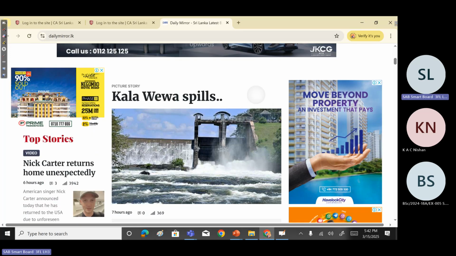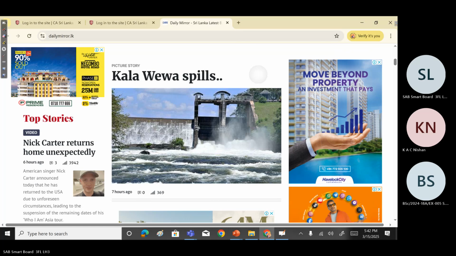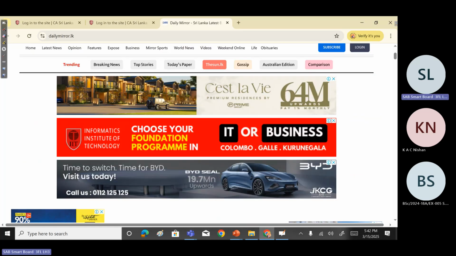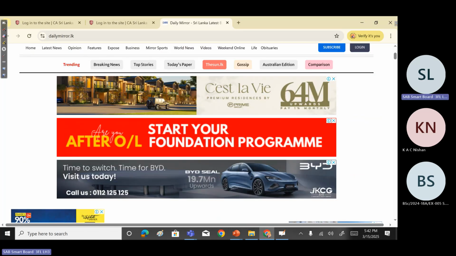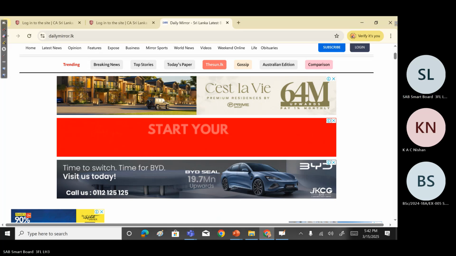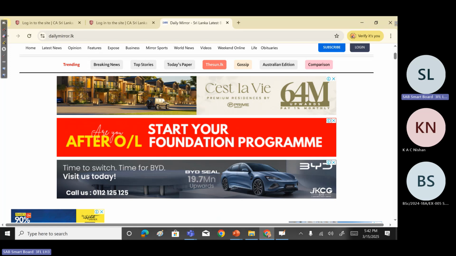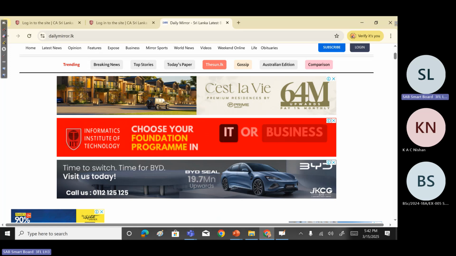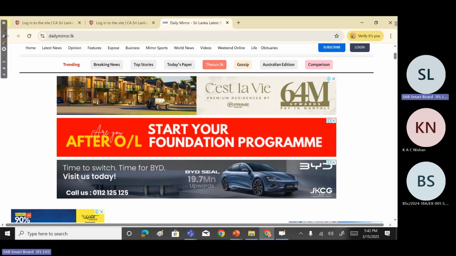And like that, there are other advertisements also. Let's stick with IIT, Informatic Institute of Technology. Now, how could Daily Mirror charge IIT? There are two ways they could charge. One, CPM. The other one is CPC.